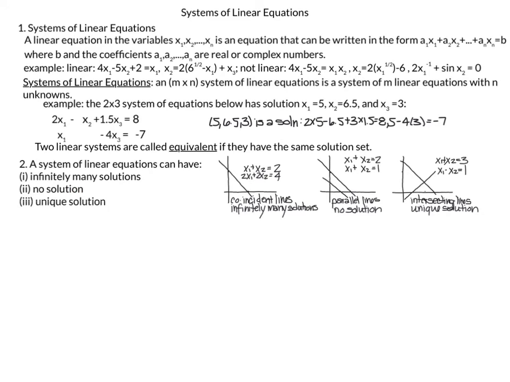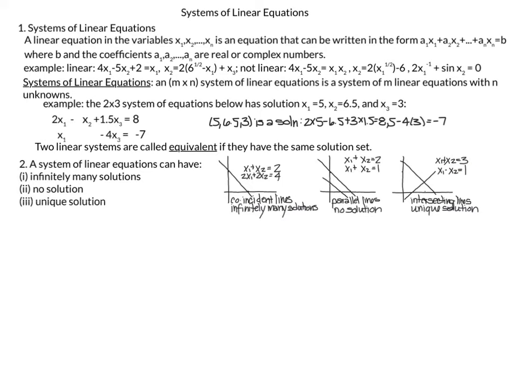When do we have no solution? Well, that's when we have parallel lines. So this is an example here. You can see there's all the points on this line that satisfy this first equation. None of them are in common with the points on this line that satisfy the second equation. Last, we can have unique solution when the lines cross, when they intersect, and that point of intersection, this point here, satisfies both this first line as well as the equation for the second line.